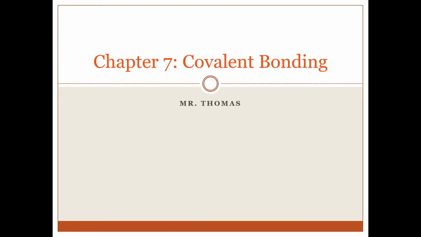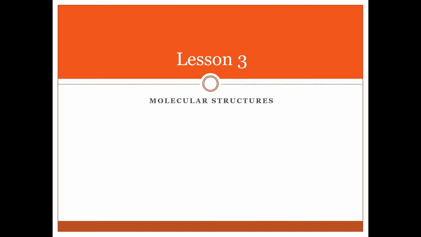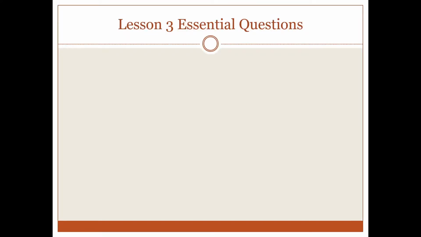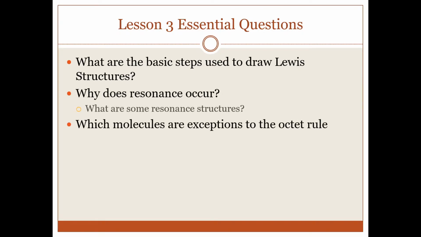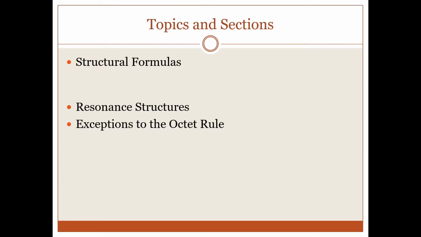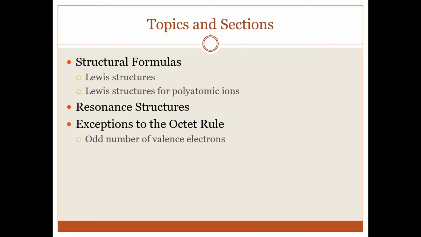In this video, we'll be continuing Chapter 7, Covalent Bonding. Lesson 3, Molecular Structures. Here are your essential questions for Lesson 3. What are the basic steps to draw Lewis structures? Why does resonance occur? And which molecules are exceptions to the octet rule? Topics are structural formulas, resonance structures, and exceptions to the octet rule.